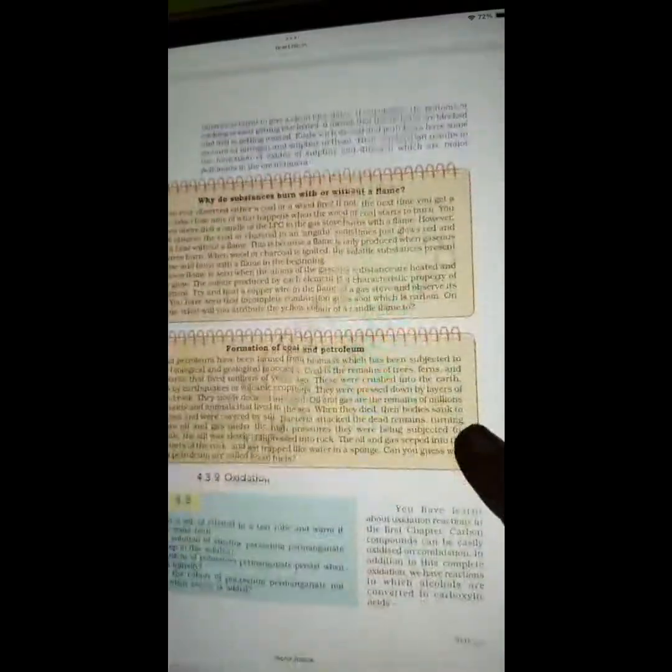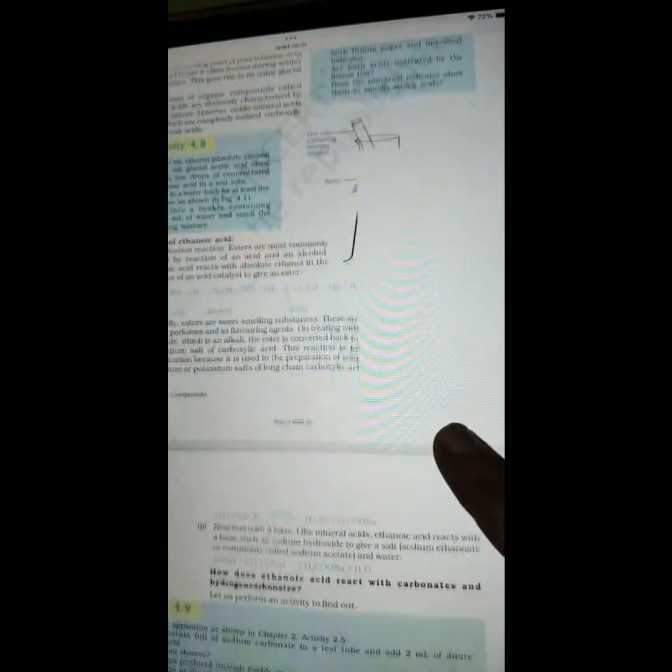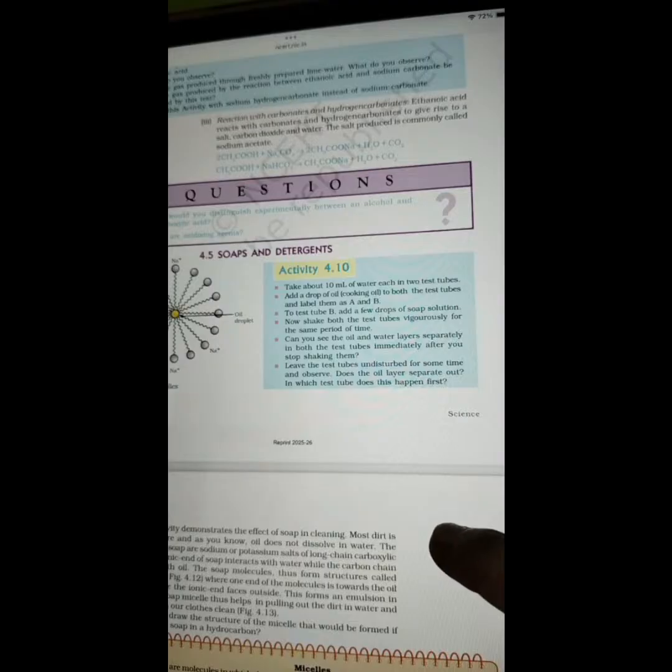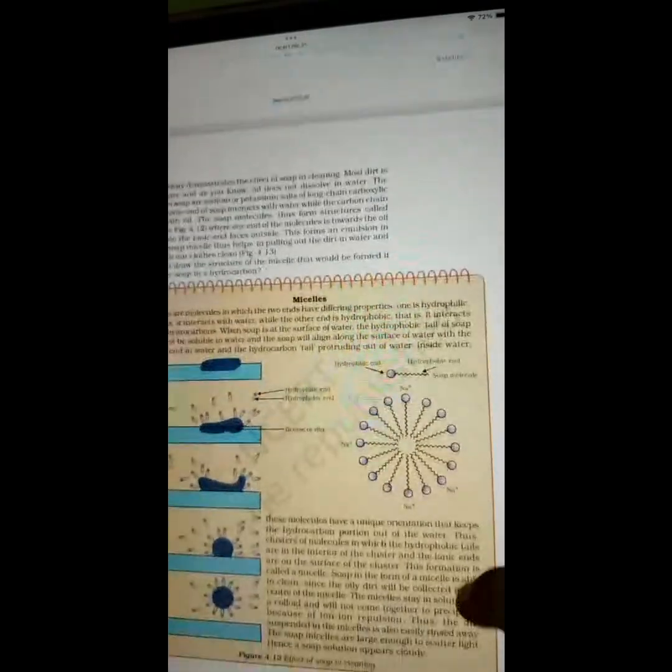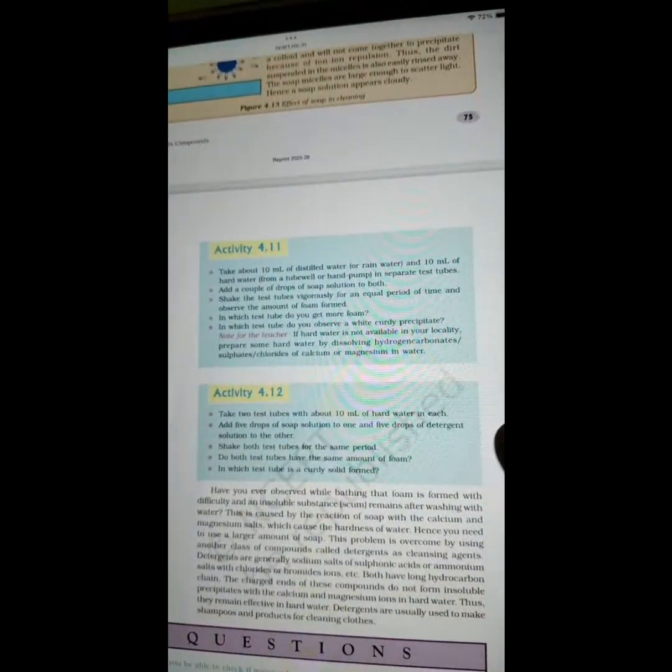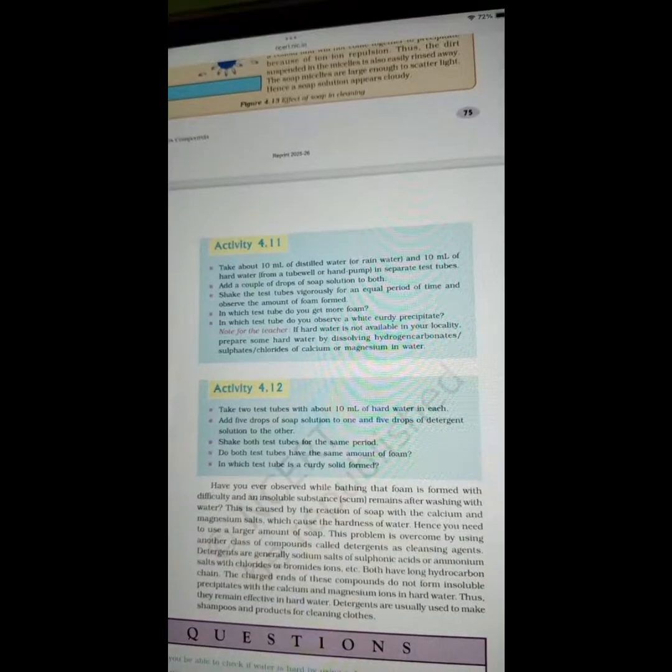Just wait. This has come to the first page. I'm just reaching where I was reading. So we have already read this, and we were on activity 4.12. So this has already been done.